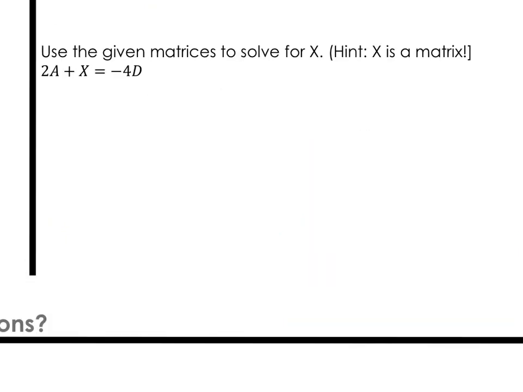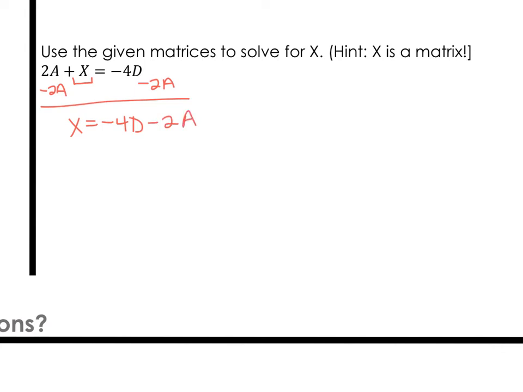And finally, use the given matrices to solve for X. Hint, capital X is going to represent a matrix when we're done. Given an equation with matrices as your capital letters, 2A plus X is equal to negative 4D. So in theory, we want to solve for this matrix X right here. To get X by itself, we'd need to move 2A over using subtraction.